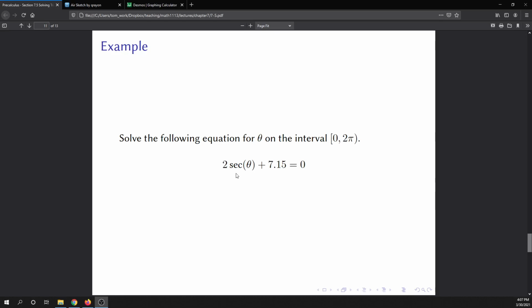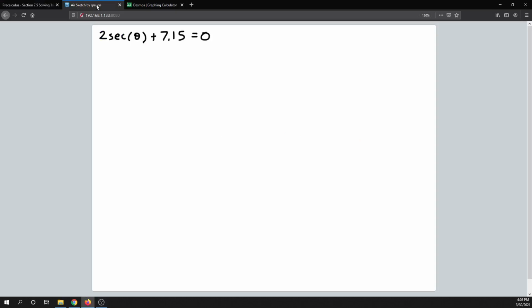So what we want to do for this particular equation, 2 secant theta plus 7.15 equals 0, is solve for the trig function itself. The first thing that we would do is subtract 7.15 from both sides. And that will get us closer to having the trigonometric function secant theta by itself on one side. And then we can completely get the secant theta by itself if we divide both sides by 2.